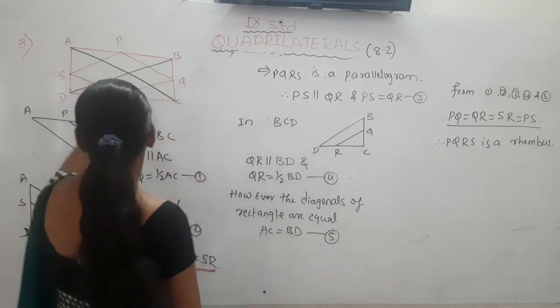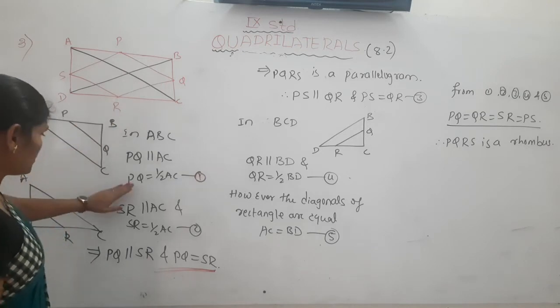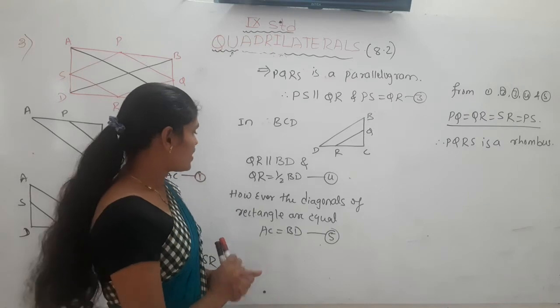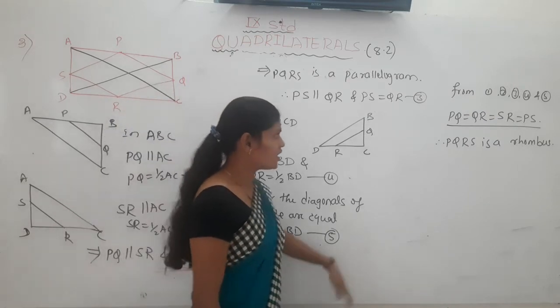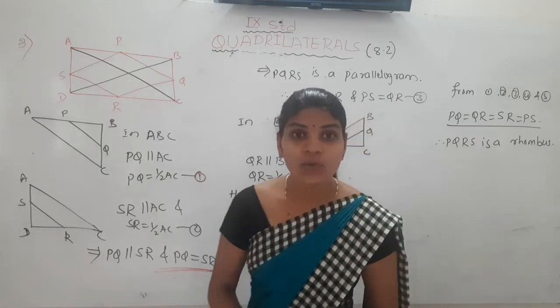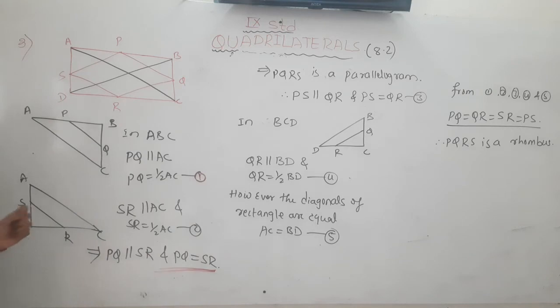In the same way, if you take these two triangles, opposite sides are parallel and equal, and the diagonals are also equal. Then all four sides are equal as well as the diagonals are equal, means it is a property of the rhombus. So we can decide that PQRS is a rhombus. Yes, any doubts again? No problem.